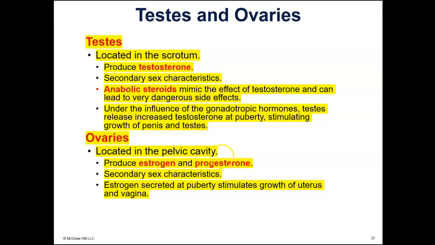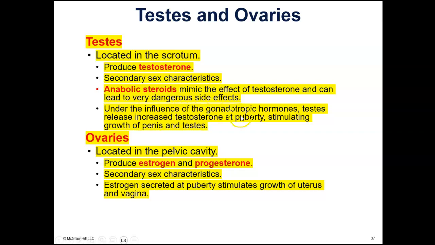But anyway, okay, let's move on to the testes and the ovaries and their role in producing hormones and the endocrine system. So the testes are located in the scrotum of the male. They produce testosterone, which is responsible for the secondary sex characteristics of males, including the deeper voice, the body hair, larger size, more massive muscles. Anabolic steroids mimic the effects of testosterone and can lead to dangerous side effects.